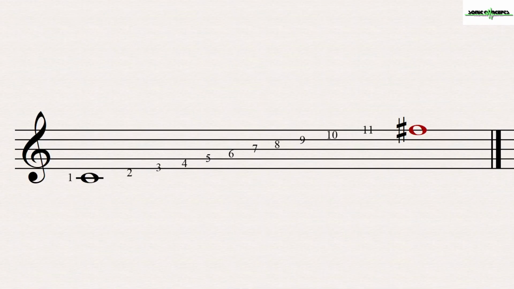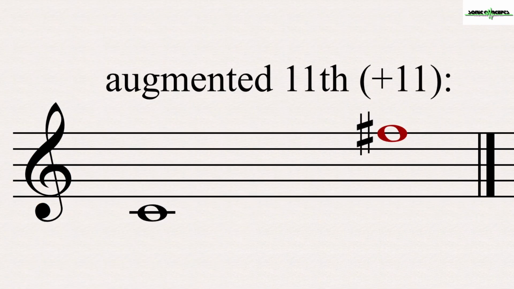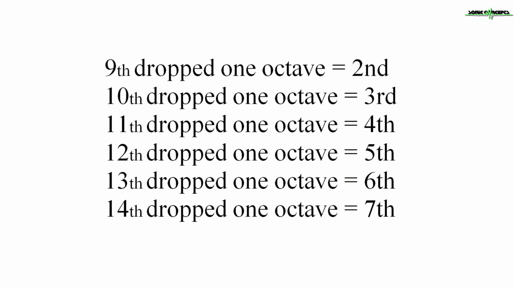The interval number of the original interval is an 11th. Since an 11th is simply a fourth one octave up, the rules that apply to a fourth also apply to the 11th. Therefore, our original compound interval is called an augmented 11th. The interval quality of an interval greater than one octave can always be determined by dropping the high note of the interval one octave down and then determining the interval quality from the root to the high note dropped down one octave. This table shows what each interval above one octave becomes when dropped down one octave.